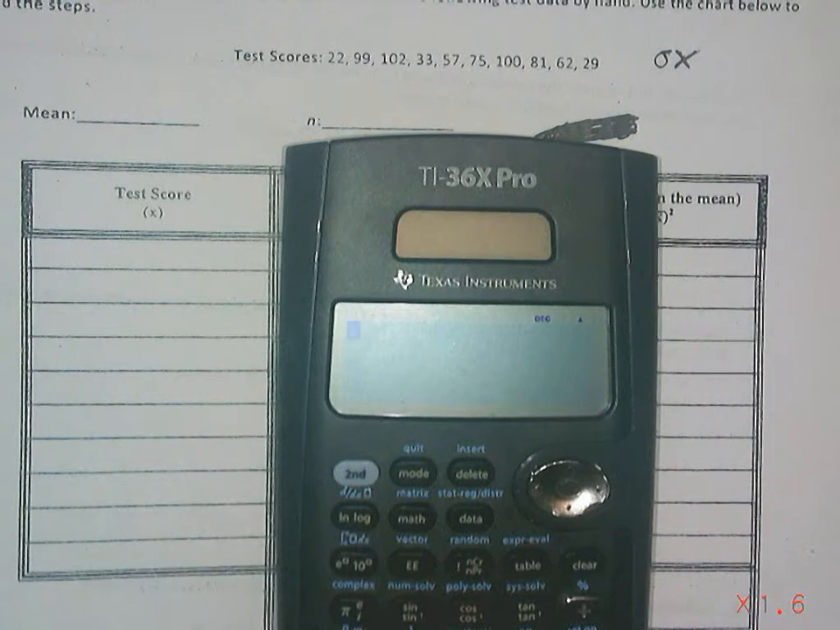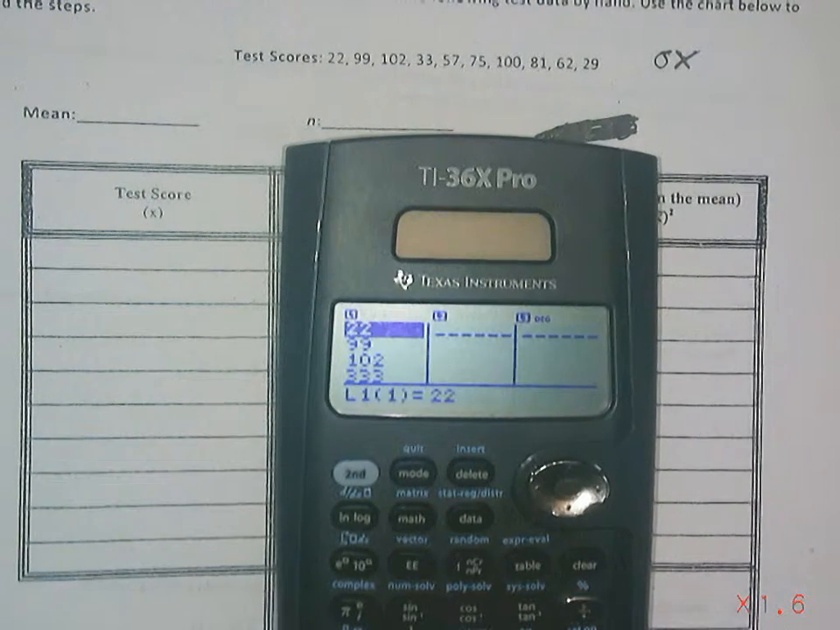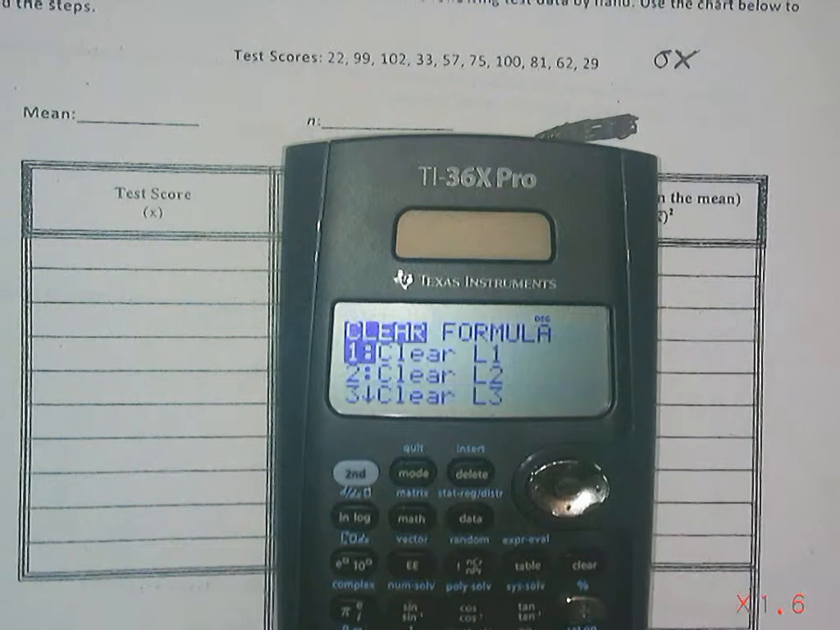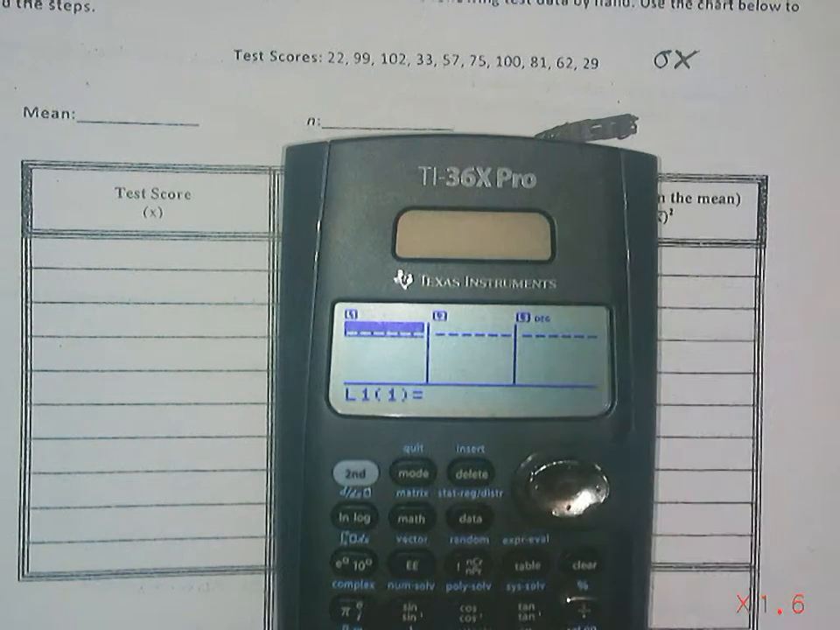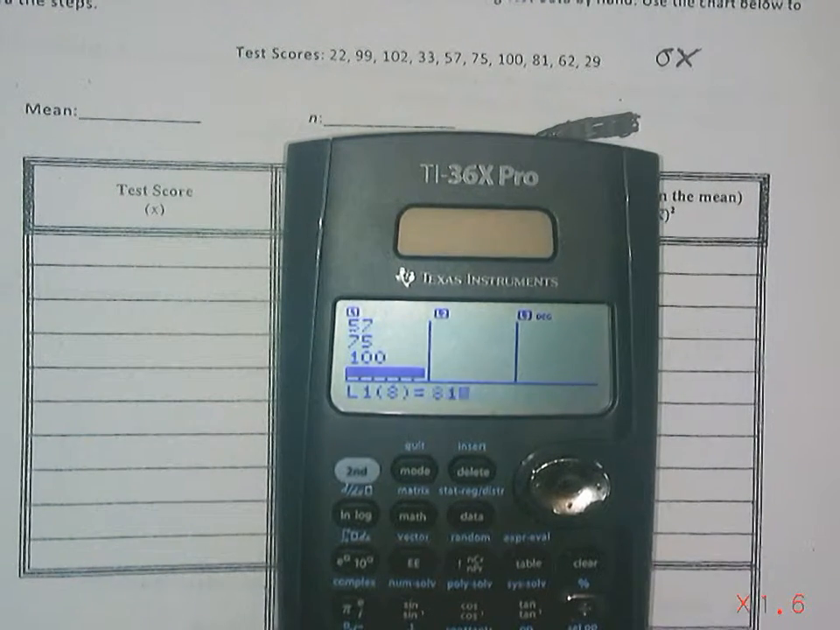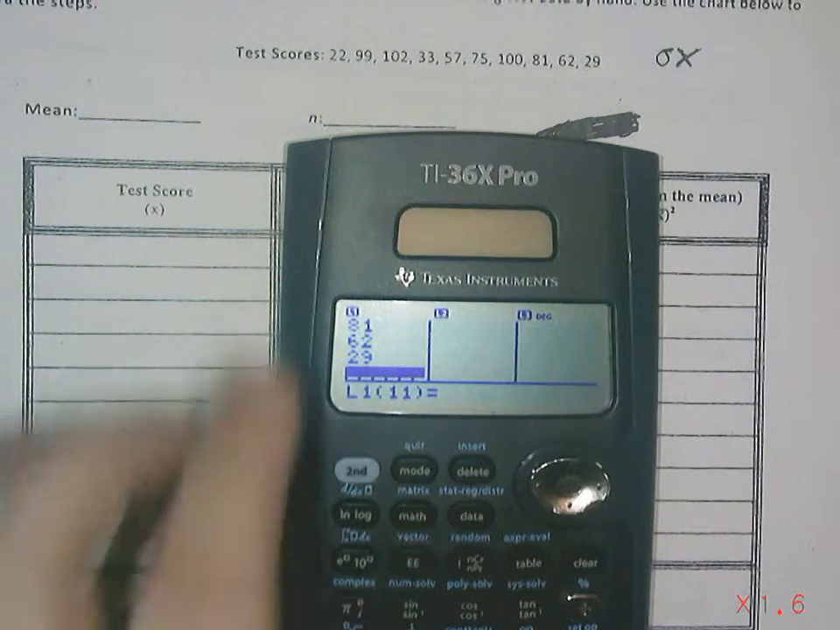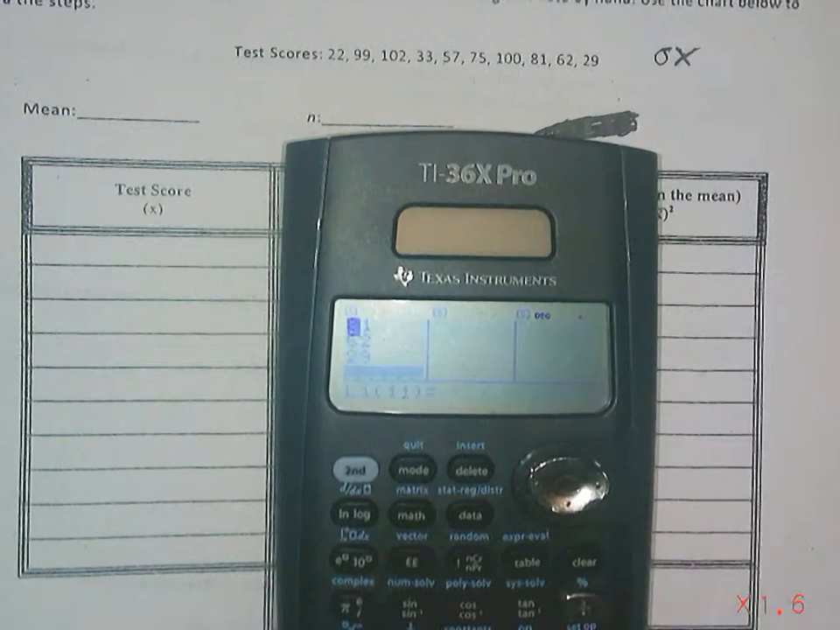So again, to enter in the data set, you go to data, and I already have the data entered, but I'll clear it and enter it again. So to enter it again, you just write it in, 22, enter, and you just do that for each number: 99, 102, 33, 57, 75, 100, 81, 62, 29. Okay, so 10 numbers entered, that's what I want.